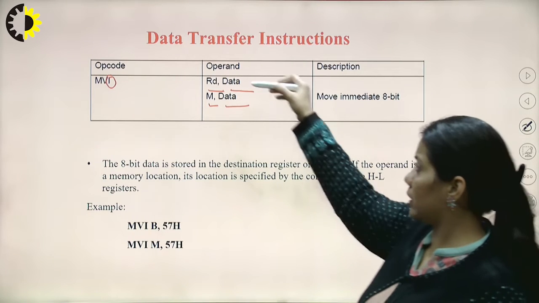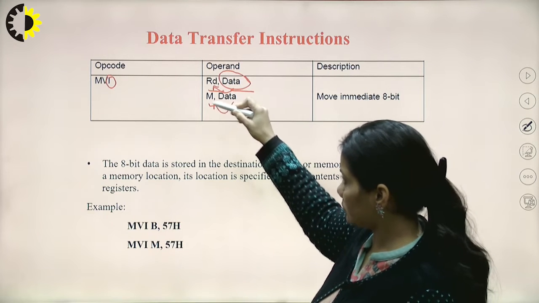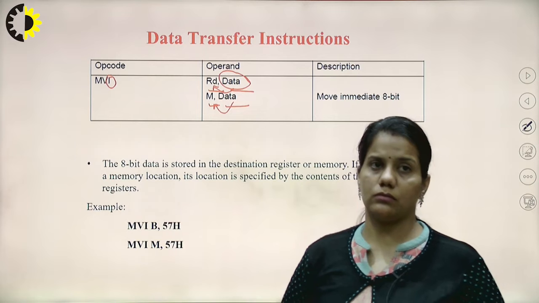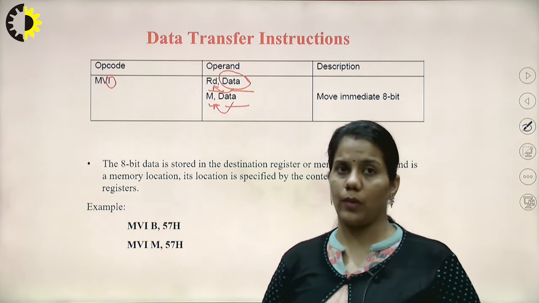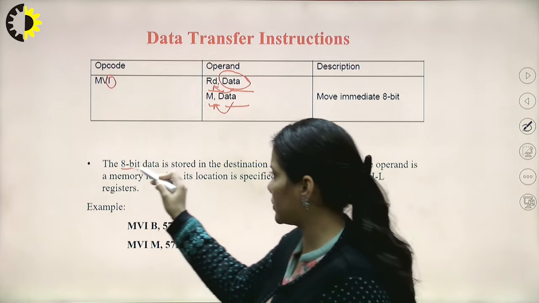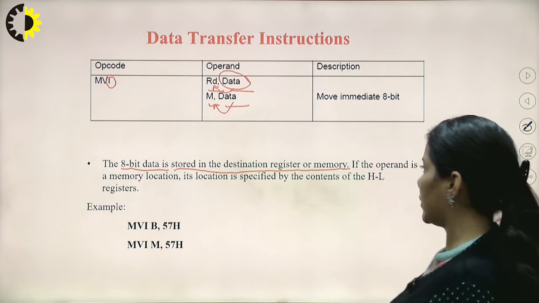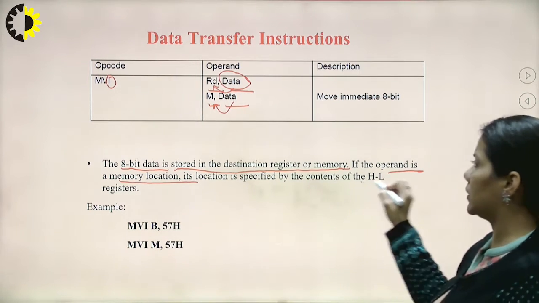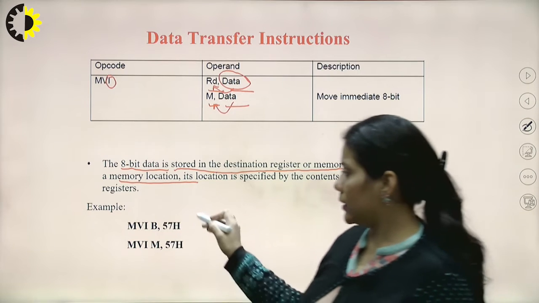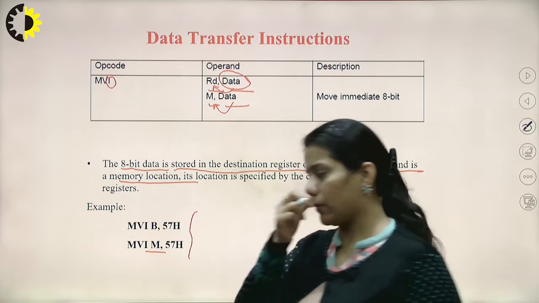So the immediate data given in the instruction is copied to the destination. Destination can be a register also or a memory location. Like it is written here, 8-bit data is stored in the destination register or the memory. If the operand is the memory location, its location is specified by the contents of HL register. Examples are MVI B, 57H, MVI M, 57H.